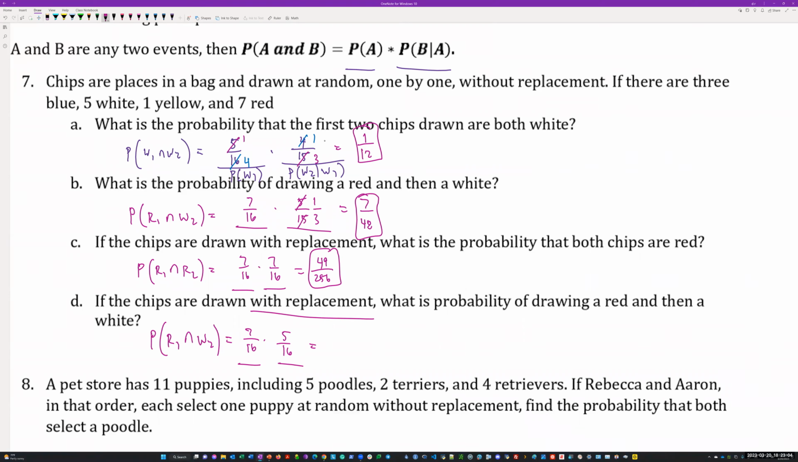Good. So that's 35 out of 256 now. Does that make sense? 7 times 5 is 35, right? Any question? Should be all right.